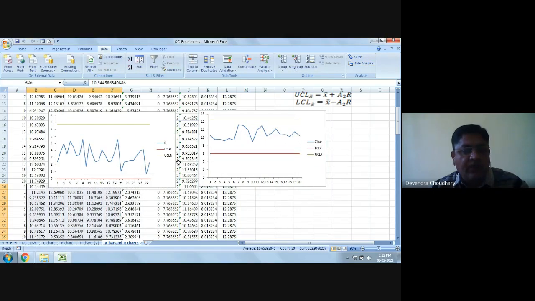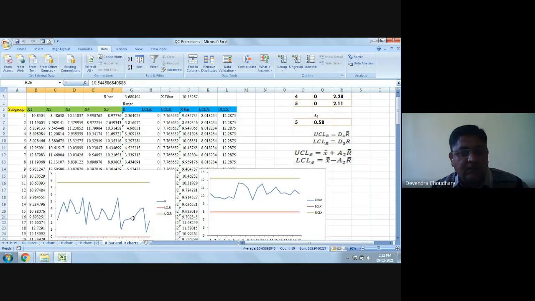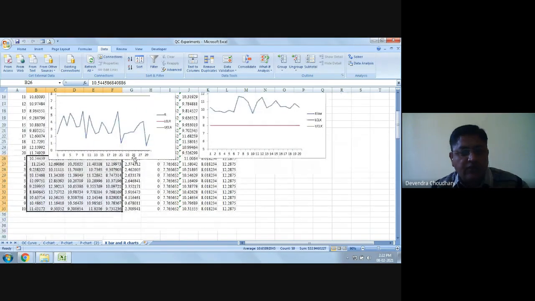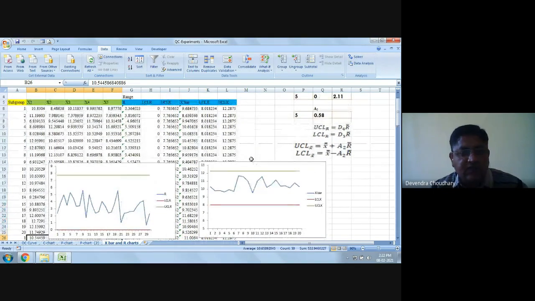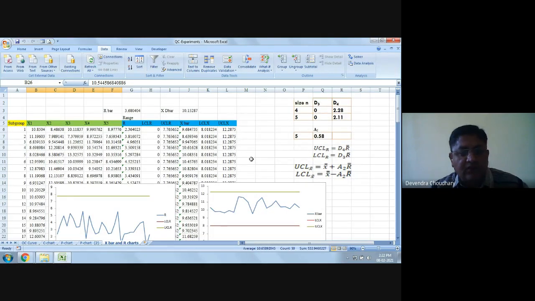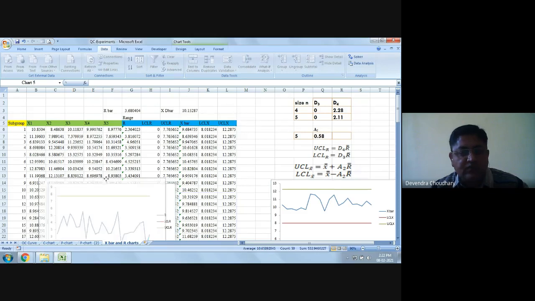Okay, and based upon these values, what has happened? Some of these R values have changed, right? So still both the charts are okay. We have not plotted a central line. Central line is R bar chart, R value. So I will make a little bit of change here in both the charts so that you can understand.